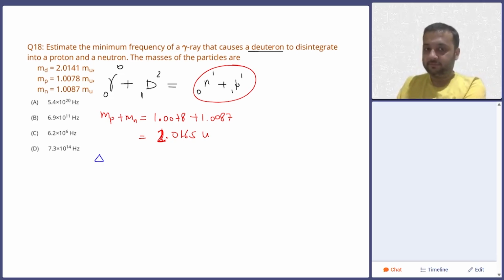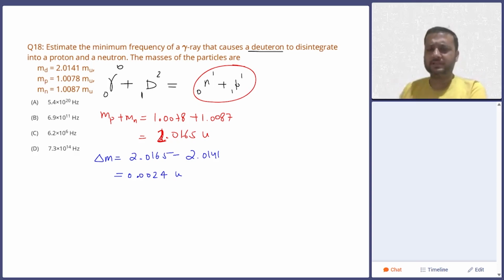So that means delta m is equal to this value 2.0165 minus the mass of deuteron, which is 2.0141. So this is the total mass which is increasing. So how much does this come out to be? 5 minus 1 is 4, and 6 minus 4 is 2, 1 minus 1 is 0, so 0.0024 atomic mass units. This much mass is increasing.